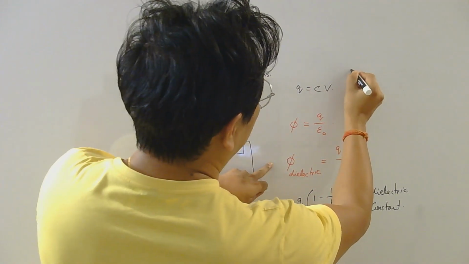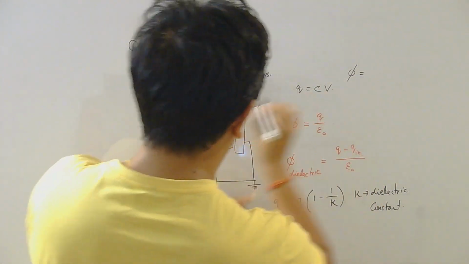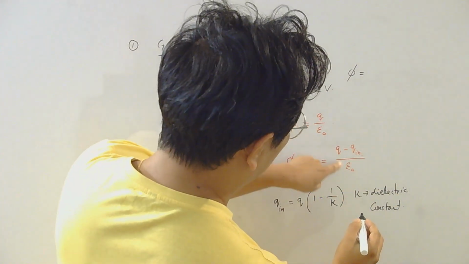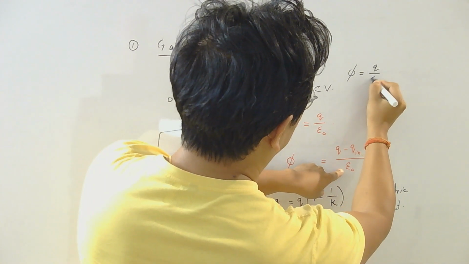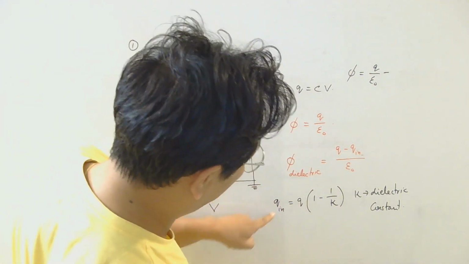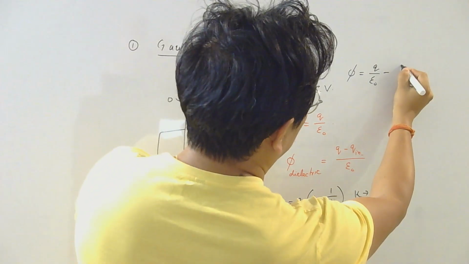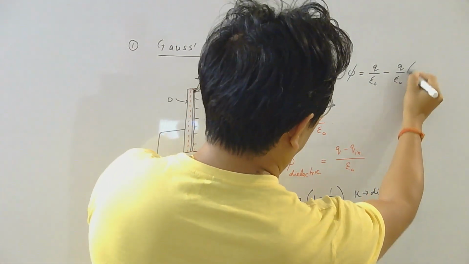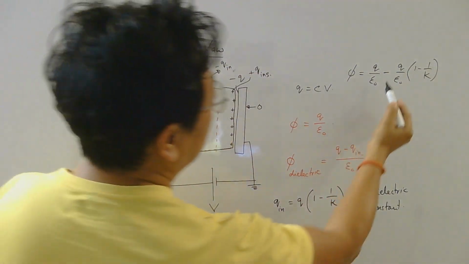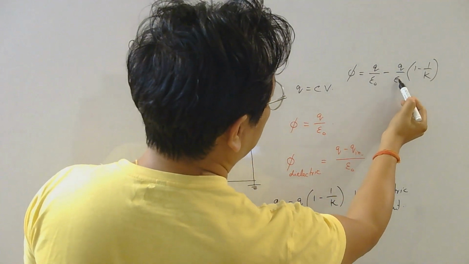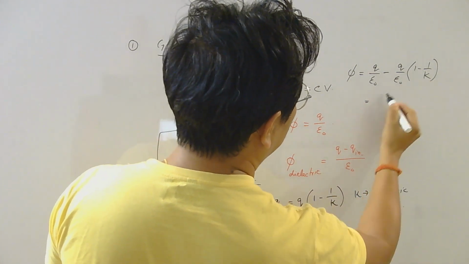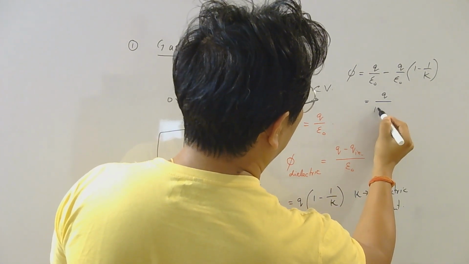So the electric flux through the closed surface when there is dielectric will be equal to Q by epsilon naught, one term, minus Q induced by epsilon naught. But Q induced is this, right? So substitute Q by epsilon naught (1 minus 1 by K). You can see this minus Q by epsilon naught into 1 will cancel with this. So you will get plus Q by K epsilon naught.